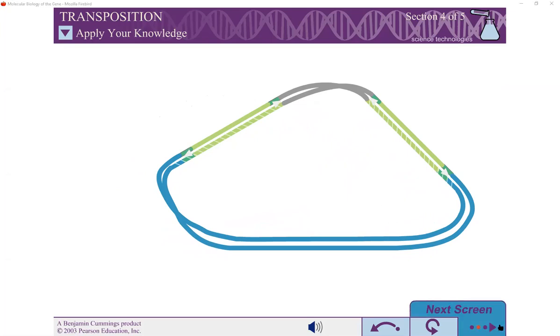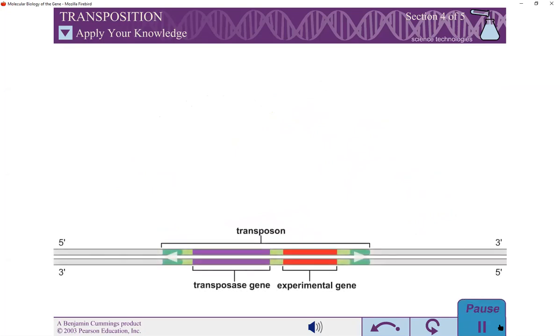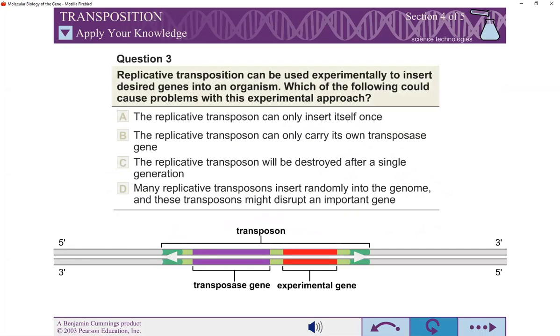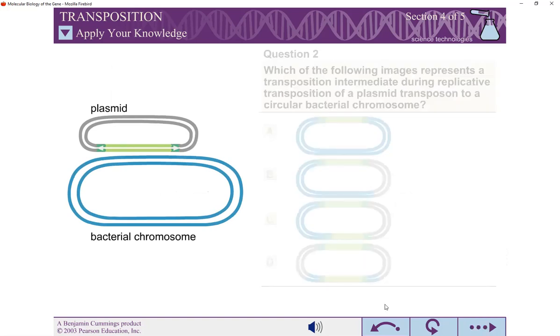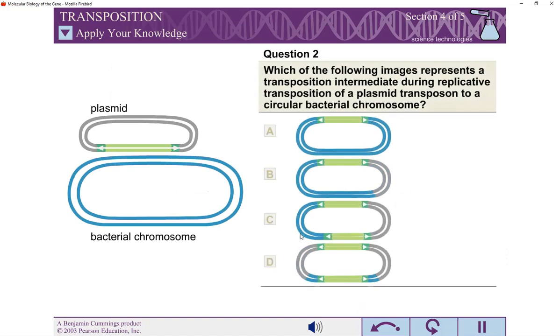Next, moving forward. Replicative transposition can be used experimentally to insert desired genes into an organism. Okay, someone has given the answer just now. Okay, you want to ask the same question? In question number 2, there is a query by one of the students. That is why I have repeated the question. Which of the following images represents a transposition intermediate during replicative transposition of a plasmid transposon to a circular bacterial chromosome?